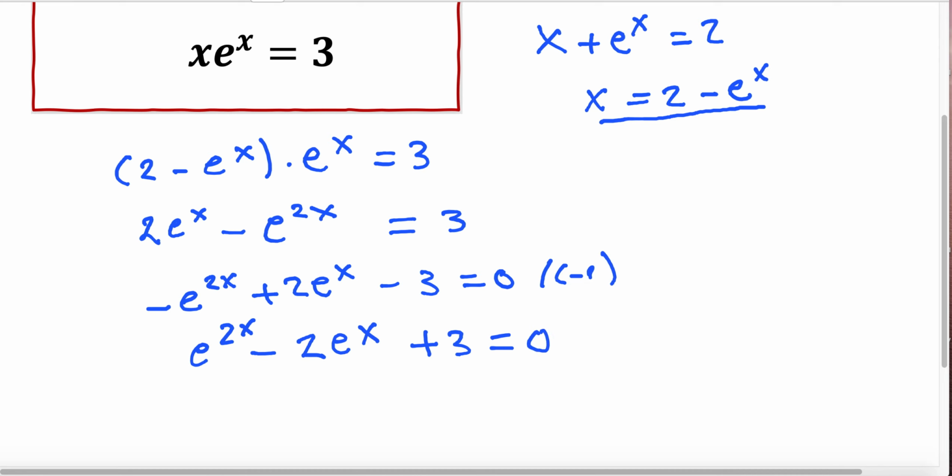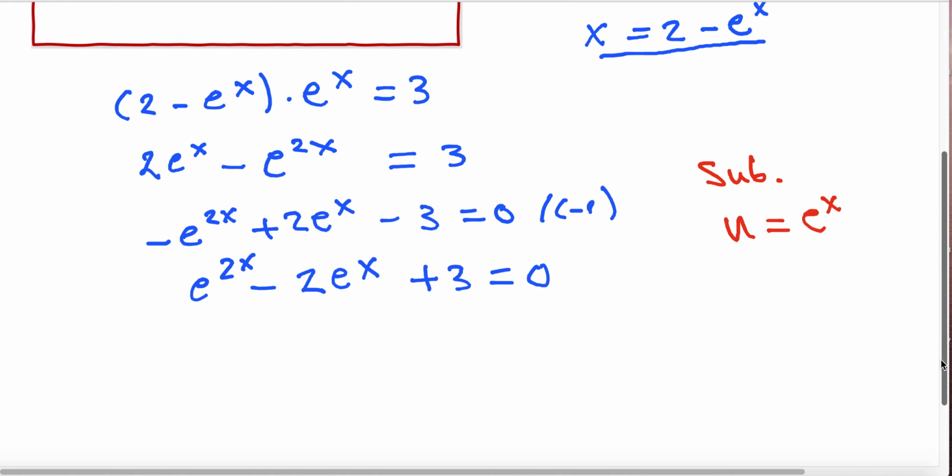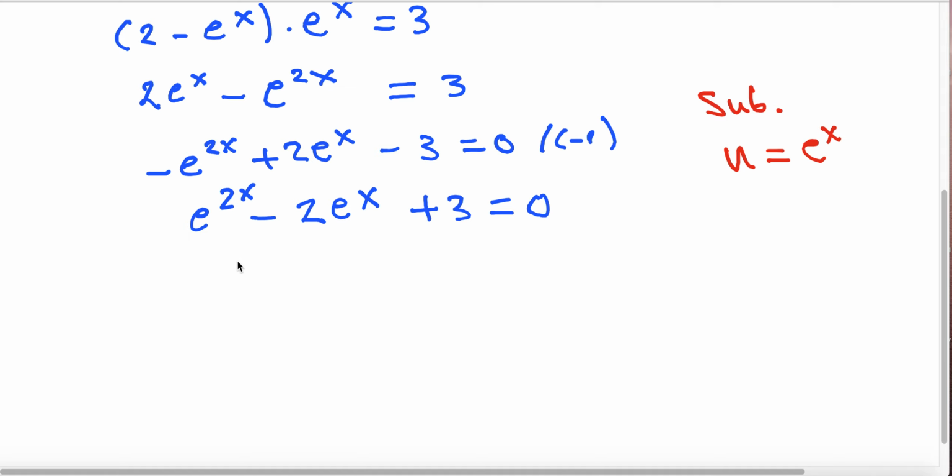So now I'm going to substitute here. Let u be equal to e^x. And now instead of e^(2x) it's u squared minus 2u plus 3 is equal to 0. So this is a quadratic equation now, and we can solve it with the quadratic formula because it's not factorable.